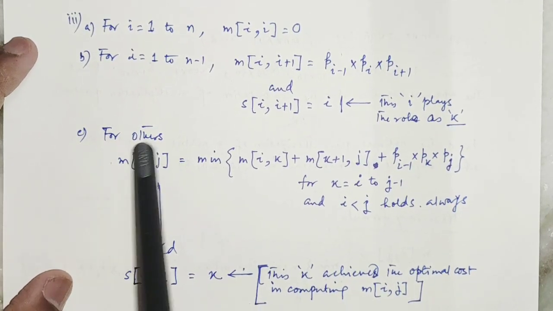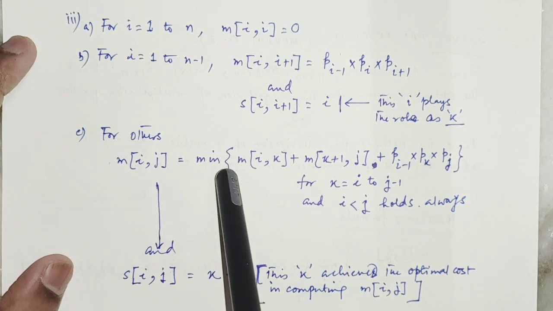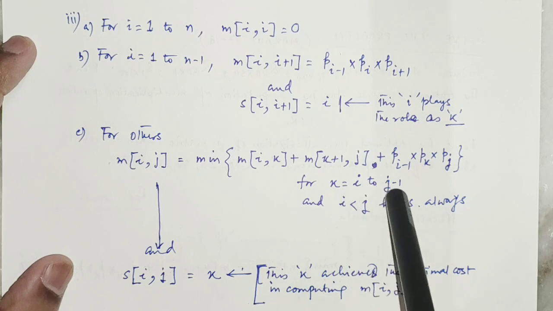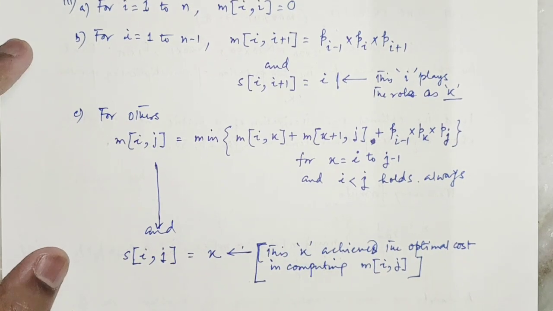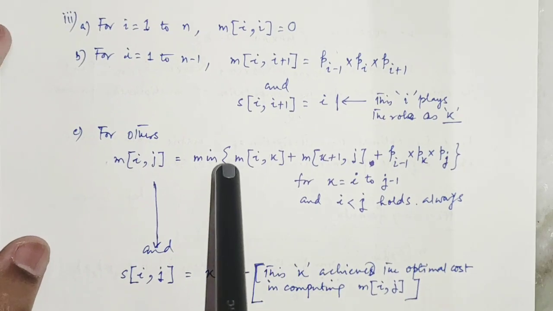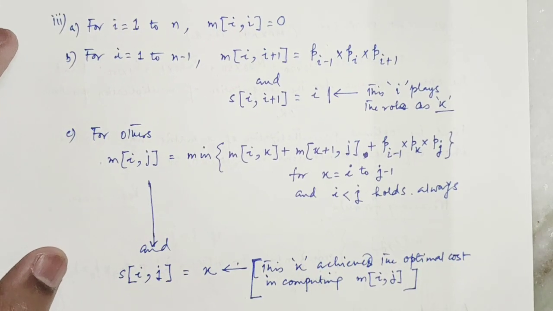And the third one is for others, that means for other cells, M of ij will use the formula, that is the minimum of this one, where k starts from i and repeats up to j minus 1, and i less than j always holds. And in that case, S of ij will receive k, for which you can get the optimal cost. That means this k achieved the optimal cost in computing M of ij. So my advice is to note these 3 and go for solving the problem.